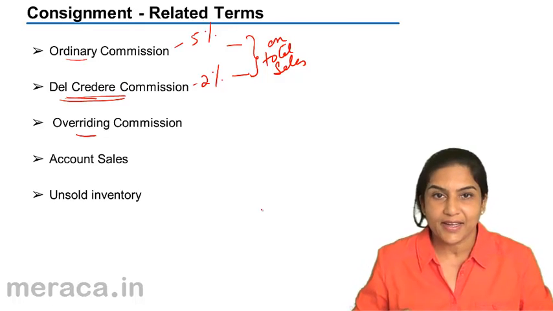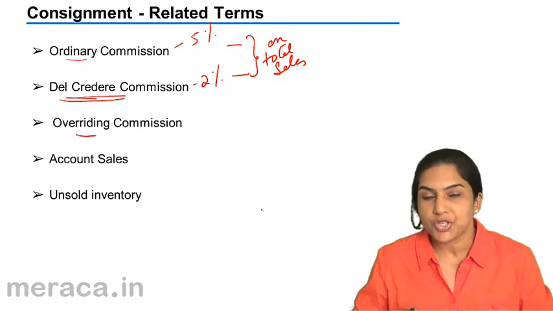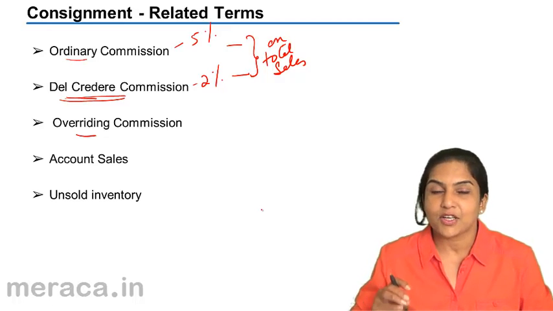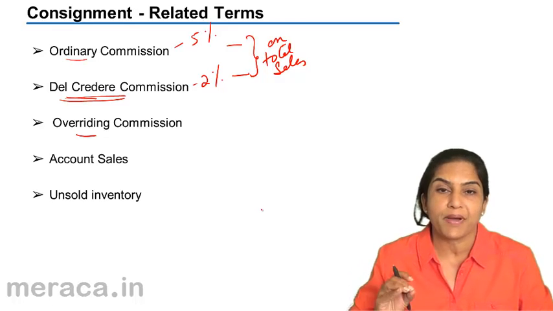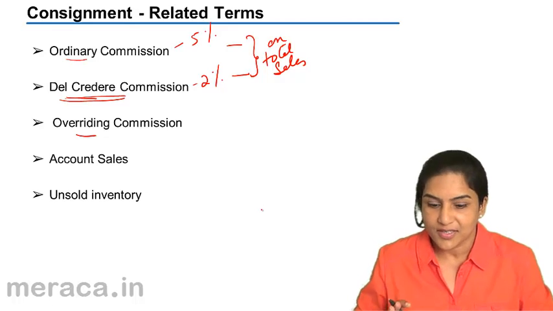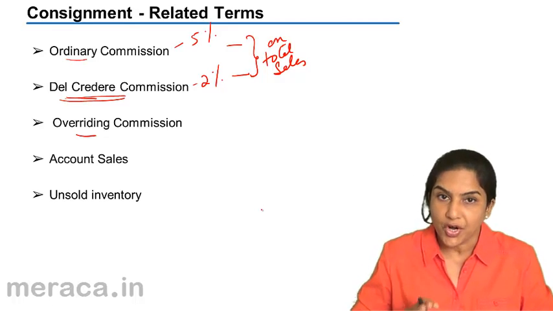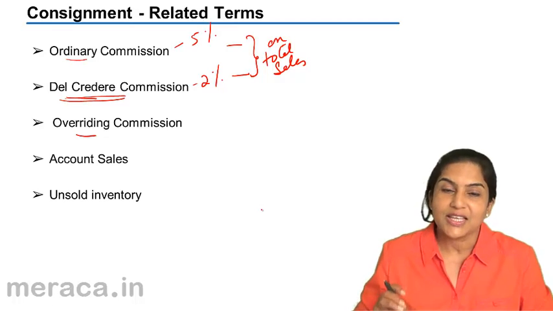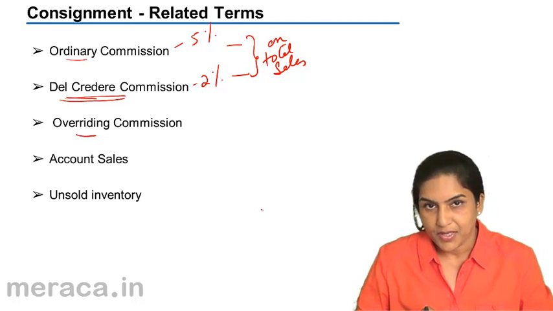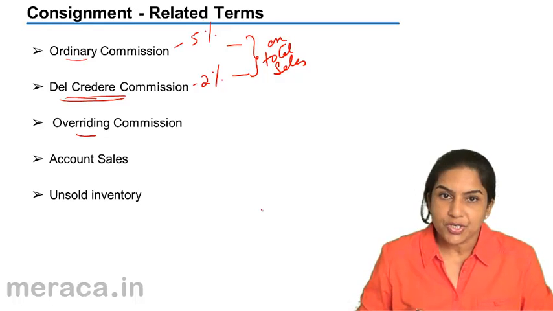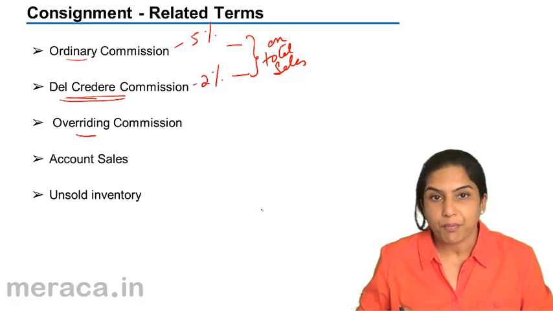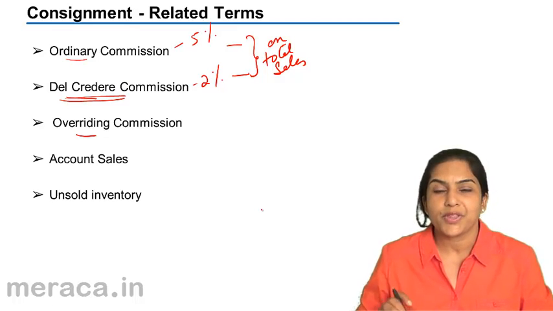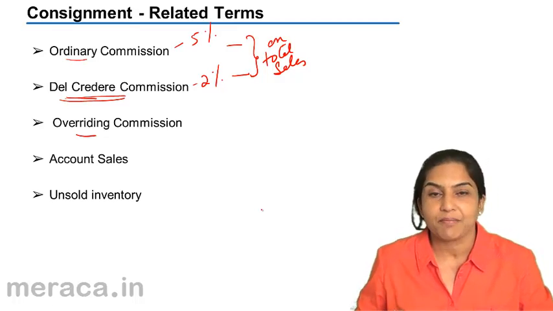We have a del credere commission. When a del credere commission is paid to the consignee, the risk of loss due to bad debts is to be borne by the consignee, not the consignor. If del credere commission is not given and there are bad debt losses, these are borne by the consignor. Overriding commission is an additional commission largely to increase sales, increase profit. It is normally given when the prices are higher than that expected by the consignor.